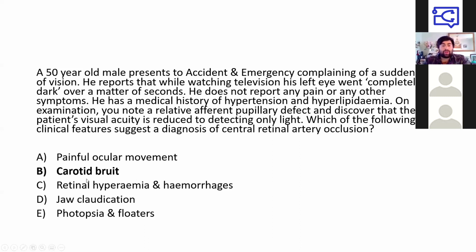And then retinal hyperemia and hemorrhages, that is not specific to anything. That might be something that you see in diabetic retinopathy. Classically, you would see it in a central retinal vein occlusion as well. Jaw claudication is a classical feature of, as I'm sure many of you know, GCA, giant cell arteritis. And then photopsia, which is flashing lights and floaters, are a classical description of the symptoms experienced in patients with retinal detachment.